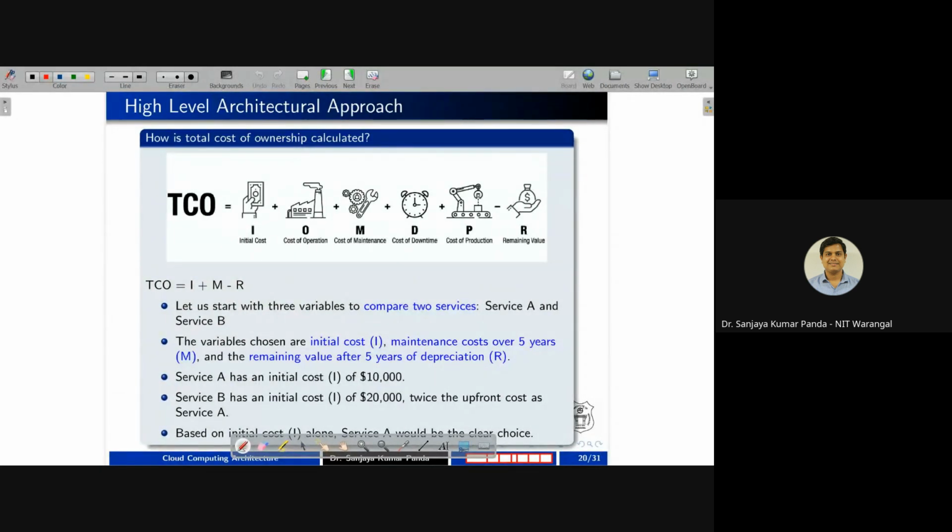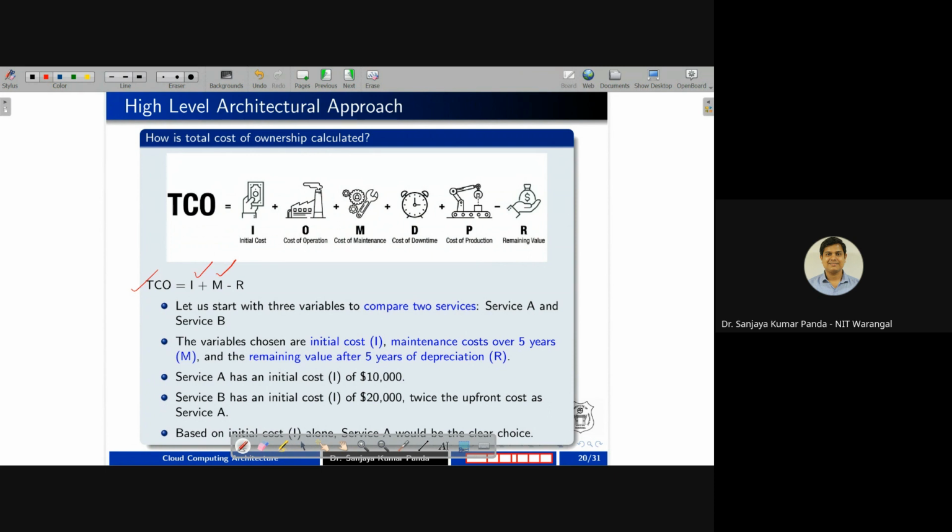For example, I'll give a small example with respect to a service so that you can understand how the TCO actually works. Let us start with three variables, not necessarily all parameters you will consider for all types of problem. Here I am showing you a problem with only three parameters, where TCO is calculated as initial cost plus maintenance cost minus the remaining value.